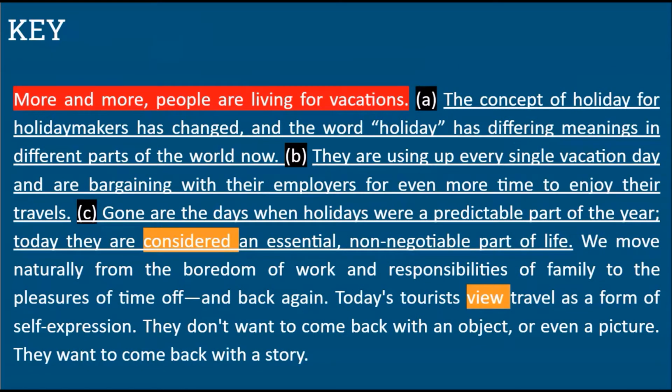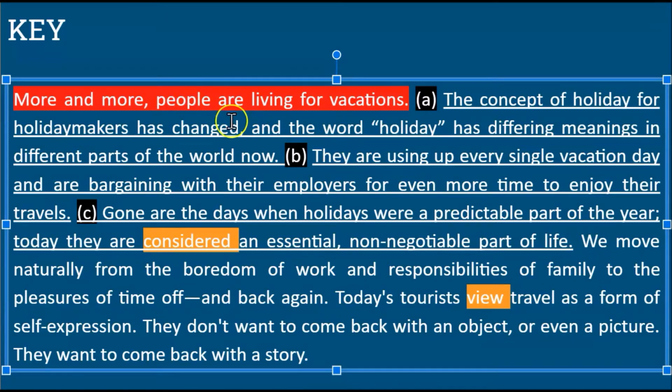Paragraph C starts with this sentence: more and more people are living for vacations. In the first sentence, it gives us the definition of a holiday, what holiday means and how it changed. In the second sentence, that is sentence B, it starts with the word they. They are using up every single vacation day and are bargaining with their employers for even more time to enjoy their travels. So who are they, right?